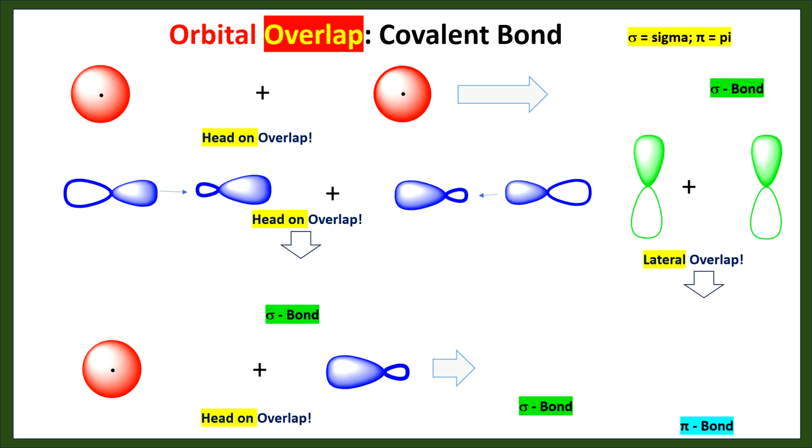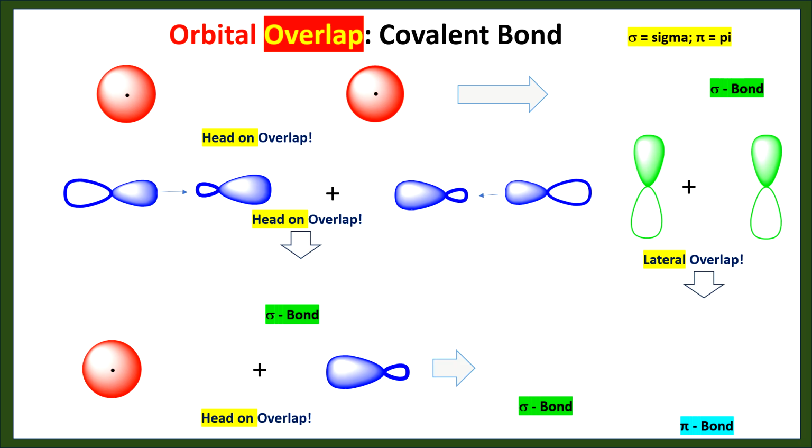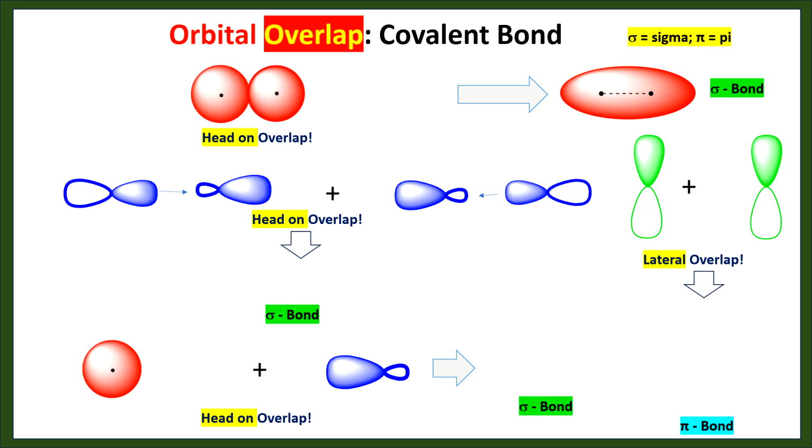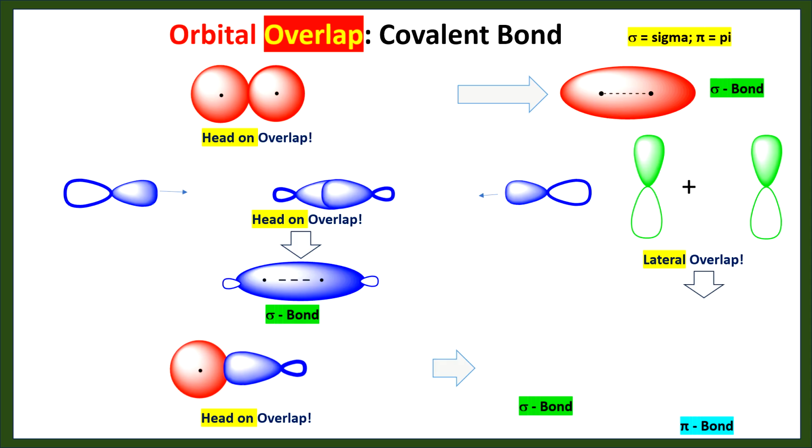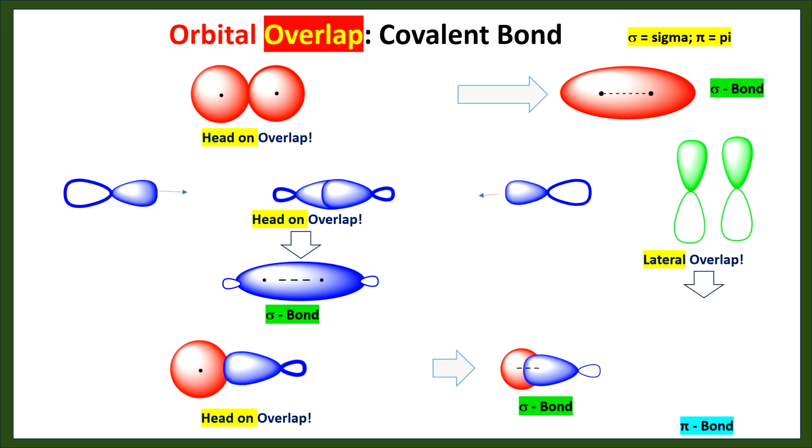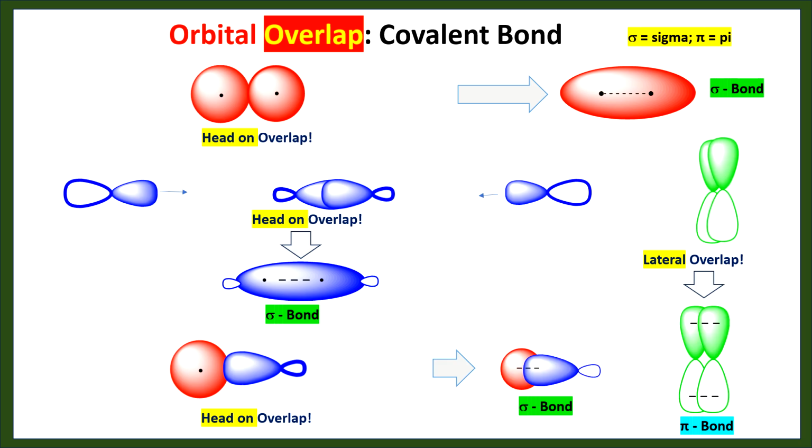See, there are two ways this orbital overlap can happen: either the head-on overlap or the lateral overlap. Let's see how this head-on overlap happens. This head-on overlap generates a covalent bond called a sigma bond, here s-s. Now here we could see p-p head-on overlap and this s-p head-on overlap gives the sigma bond. And when lateral overlap of p-p orbitals happens, then it generates a pi bond.